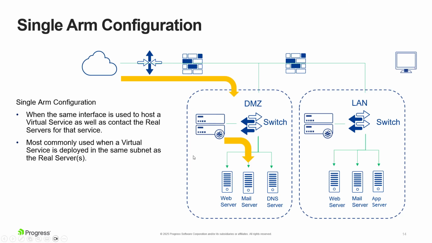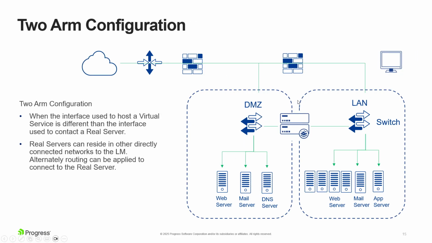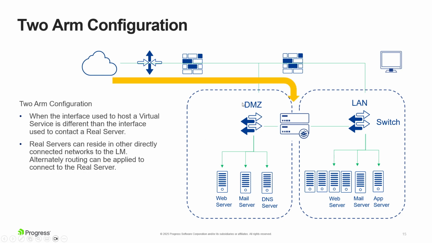Now, first of all, we need to define two aspects, let's say it that way, because in our documentation, sometimes they say one ARM configuration, sometimes they say two ARM configuration. Now, let's define first what does that actually mean. So one ARM configuration means my clients connect to my virtual service on the same interface as my load balancer connects to the server. So that means I'm only using one interface for the entire communication.